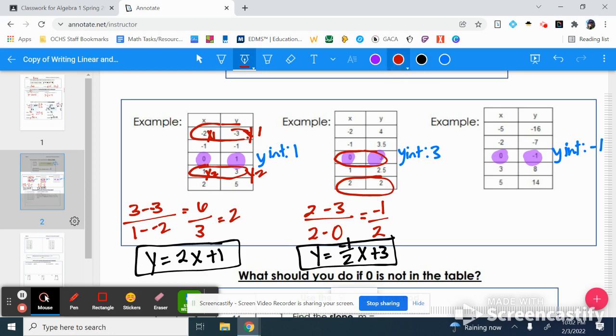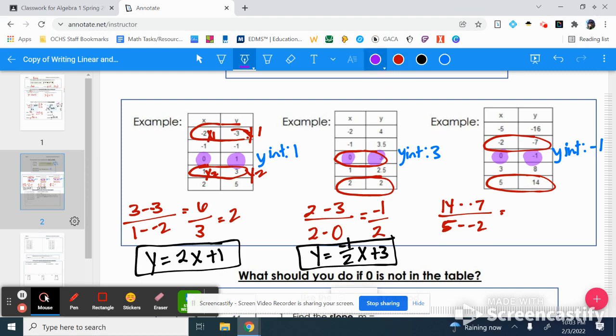Finally, for the last chart, I'm going to use -2, -7 and 5, 14. Again, it doesn't matter which two values you pick. It's whatever you want to use. So I'm going to let -2 be my x1 and -7 be my y1. 5 will be my x2. 14 will be my y2. So I have 14 minus -7 divided by 5 minus -2.